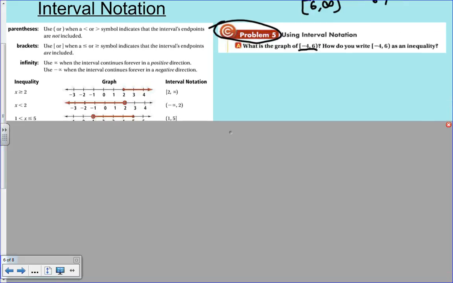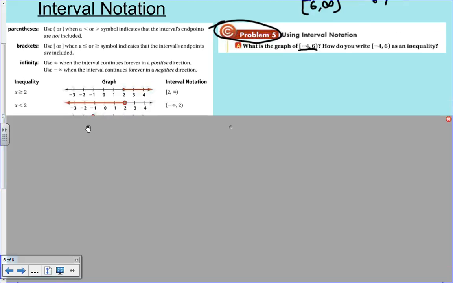Going down, next one, x is less than 2. So this one's just going to be all parentheses because there's no greater than or equal to. This time it's less than 2, so it's going to go on to the left forever. So sometimes it helps to draw the graph. So you put negative infinity because it's going into the negatives forever. And then the endpoint, which would be an open circle, would be 2.